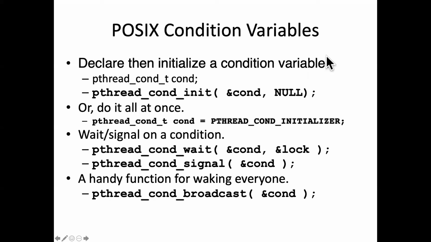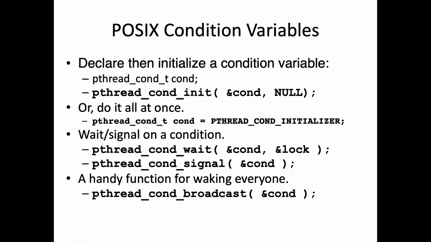For every condition variable you want to make, you're going to need to make a variable of type pthread cond t. Just like the mutex, before you can use it, maybe in main or something like that, you're going to initialize it with pthread cond init and give it the address of that condition variable. Or just like a mutex, there's a constant you can assign it to when you declare it, and then you don't have to make this init call.